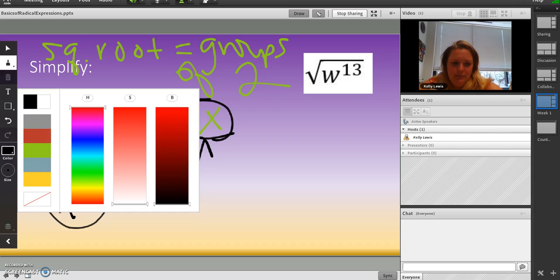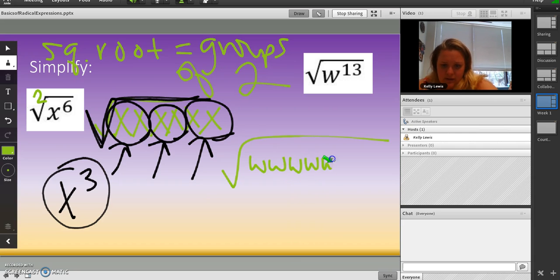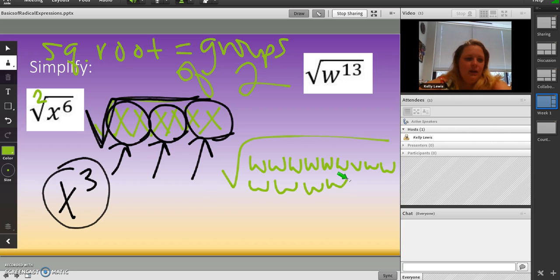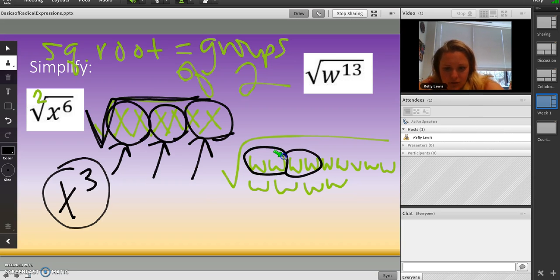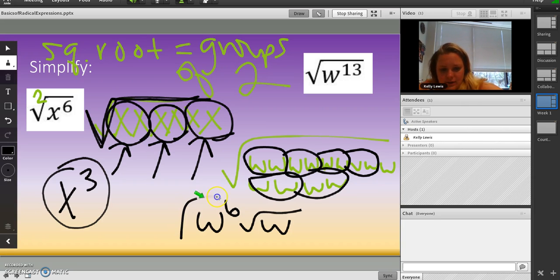All right, let's do the next problem, and let's see if you can see the pattern. All right, w to the 13th. Groups of 2: 1, 2, 3, 4, 5, 6. So there are 6 groups of 2, and there's 1 stuck in jail. So this is our answer.